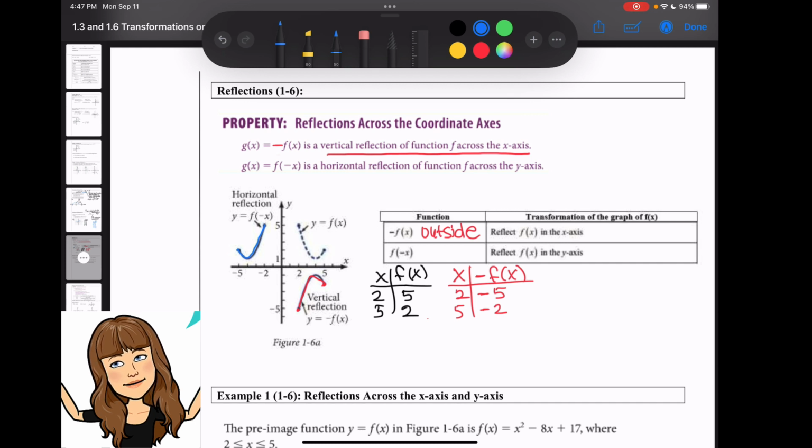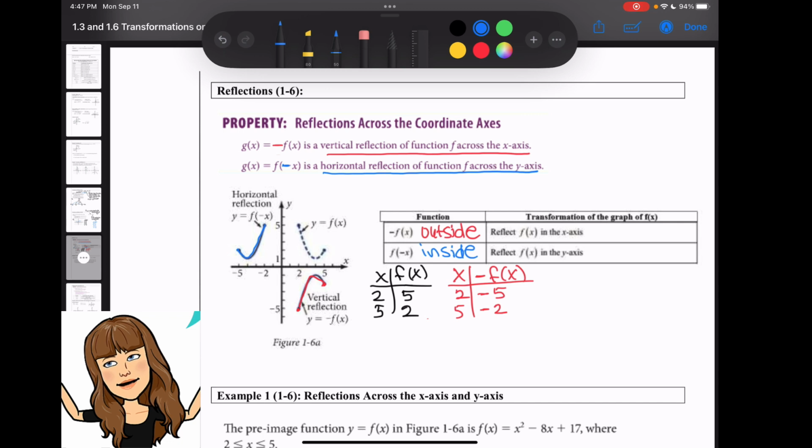So what happens now when I negate the input? Well, that ends up being a horizontal reflection across the y-axis. And again, this is an inside transformation. Now, this one's a little bit trickier to see. So I'm going to do my best to try and explain this.